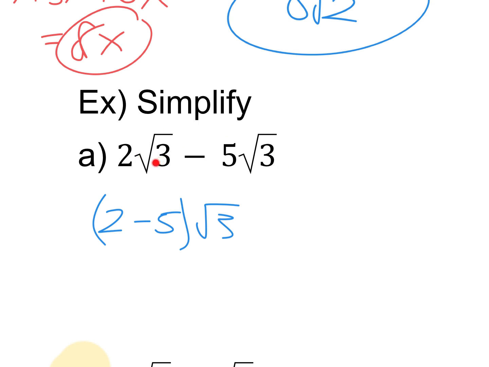This would be like a label, so think of it like apples. If I have 2 apples minus 5 apples, how many apples am I going to have? I don't change my label from apples up here. This is apples, so I don't add them down here and get a different label. It has to stay the original label. So last step, we take 2 minus 5. That gets us negative 3. And the square root of 3 stays on the outside. So our final answer is negative 3 square roots of 3.